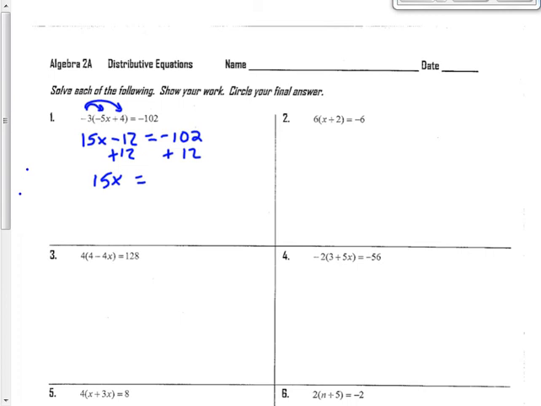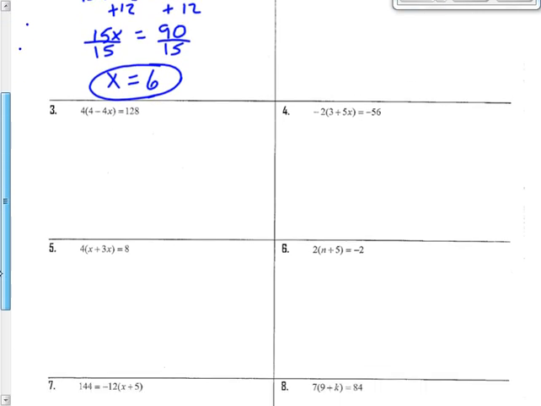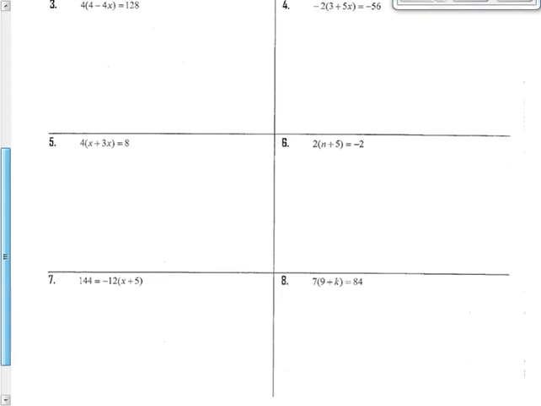Negative 102 plus 12 is equal to 90. 15 times x, so I divide by 15. And x is equal to 90 divided by 15 is 4. That's not true. It's a 6. 90 divided by 15 is 6. 6 times 5 is 30. 6 times 1 plus 3 gives us 90. So those aren't too bad. After you use the distributive property, you end up getting just a nice friendly equation on a problem like that.